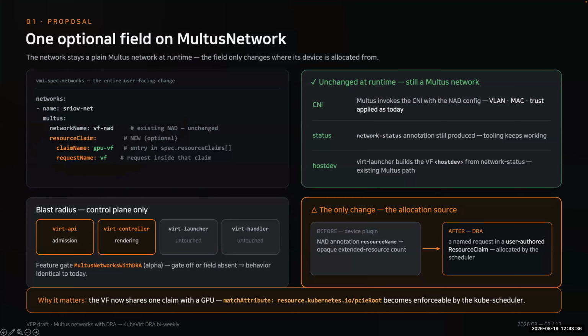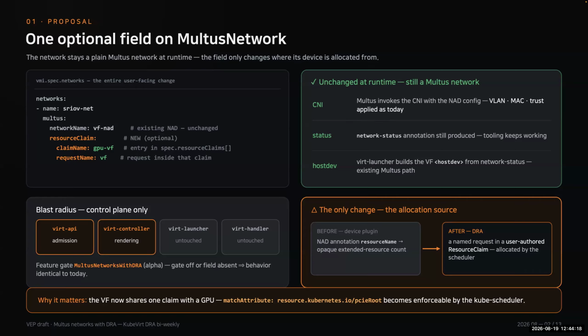So here's the entire proposal on one slide. On the left-hand side is everything the user sees. A Multus network gets one new optional field, resourceClaim, pointing at the claim name and the resource name from the VMI's resourceClaims list. Everything in the green box stays exactly as it is today. So Multus still runs the CNI with the NAD config, and the VLAN, MAC and trust, the network status is still written, and virt-launcher still builds the host data from the network status.